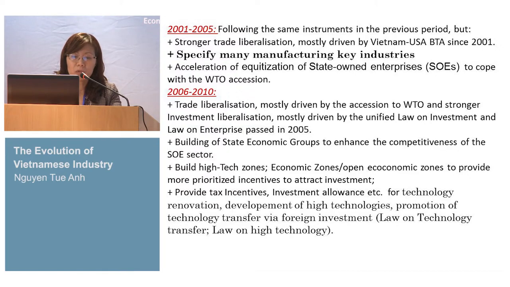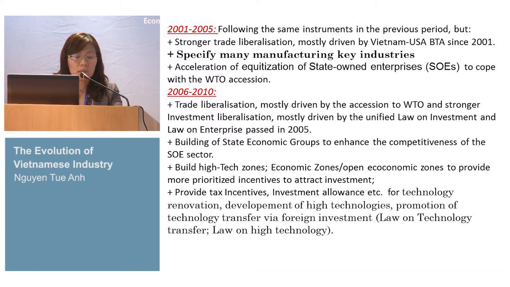The same also goes for the law on enterprise. Before, we had the law on company and private enterprises, and similarly we had the law on state-owned enterprises. And in the preparation process to enter the WTO, Vietnam merged the two laws into one law. It is the law on enterprise, which was passed in 2005.